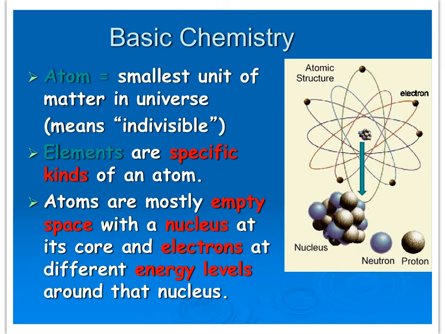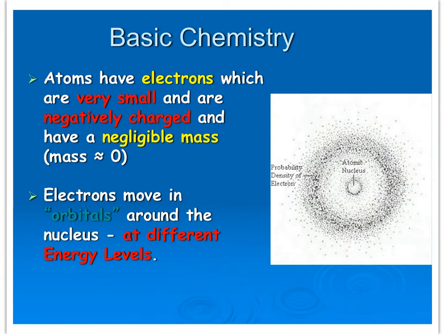Atoms we know now are mostly empty space. They have a nucleus at their core. You can see it there. And then the electrons are in energy levels around the outside of the nucleus in what we call the electron cloud. We'll do a lab about that later. So here you can see the electron cloud.